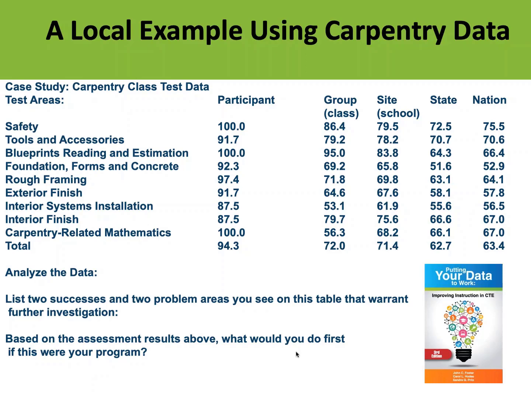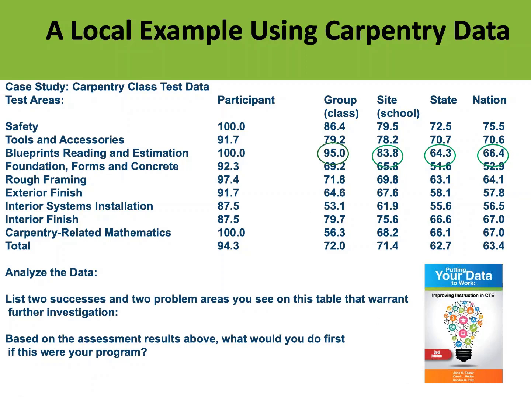So having access to that data, you can quickly identify the areas that this particular class is doing well in. If you look at blueprints, reading, and estimation, this particular class, the average was a 95%. That is higher than the overall school average. It's higher than the state average. It's higher than the national average.